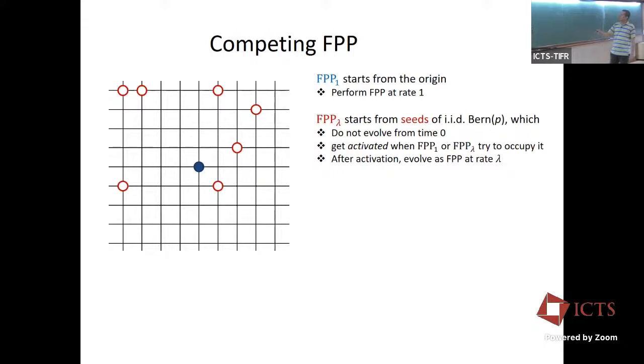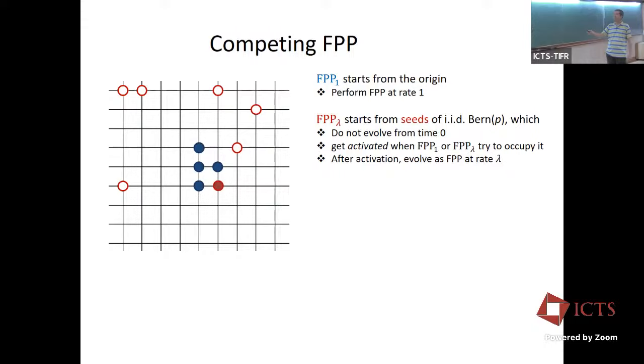Type 1 grows as first passage percolation of rate 1. So it's just exponential passage times of parameter 1. It just starts growing. It occupies further and further sites until a moment where it expresses a wish to occupy a site that holds a seed. At this time, it does not occupy this site. I say that the seed gets activated, and it's effectively occupied by the second type, by FP lambda.